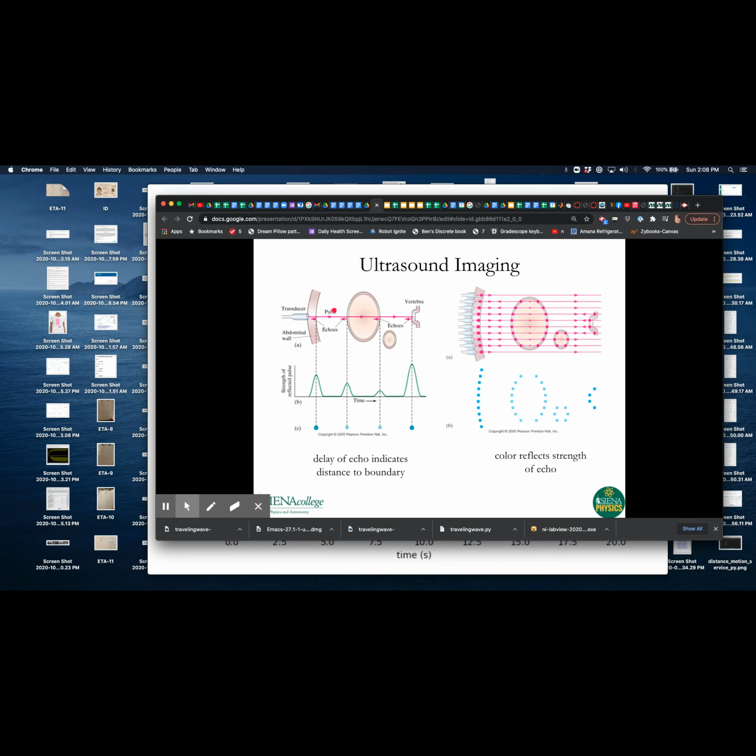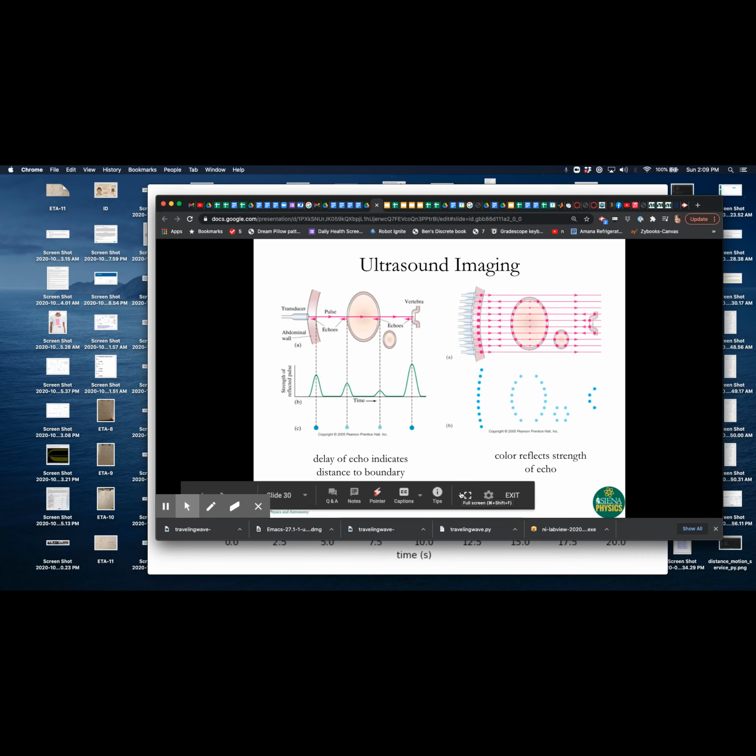Sometimes there's scattering, where some of the wave might come in and then be scattered off, and it's not detected by the transducer. But what happens is you get these signals, right, at different locations and at different times, and they're able to take that information and create an image. So you can see here, these are reflections. And the color reflects the strength of the echo. So you can see the strength of the echo is much higher for vertebrae than it is for, say, adipose tissue or different kinds of tissue in your body.